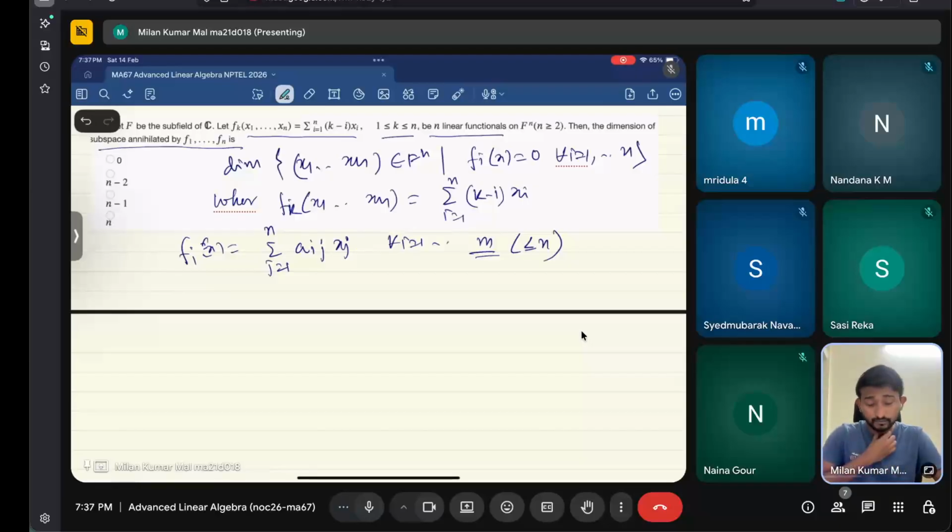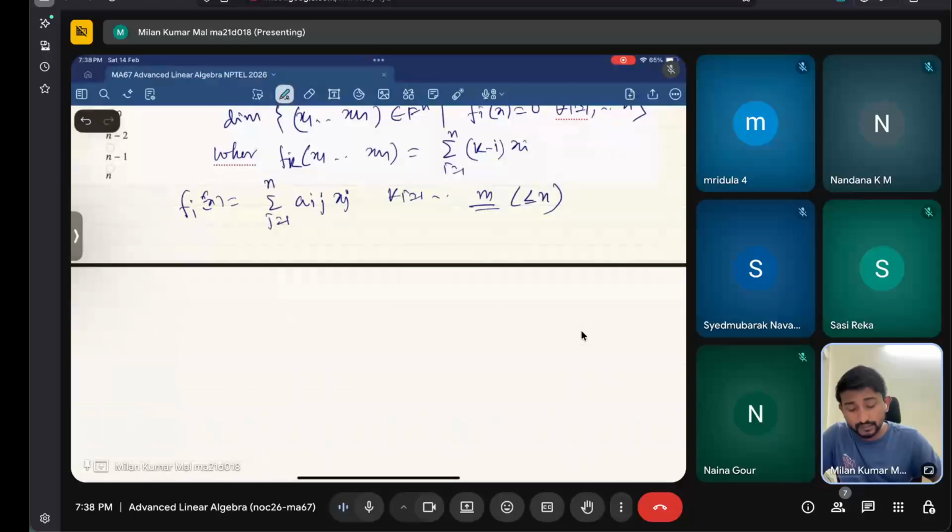So if you have it this way, we have to find all those x for which fi(x) equals 0. That means you can write it as a matrix. That is the summation of aij xj, j equals 1 to n, equals 0 for all i equals 1 to m. We have to find all those x, right? This is what it is asking. So basically, if I write the m by n matrix, it is m by n because m rows are there, times (x1, x2, ..., xn) equals 0.